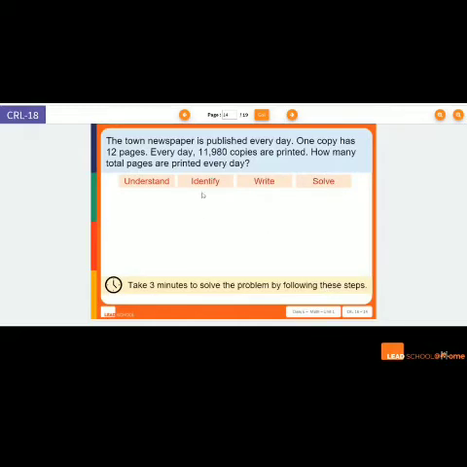Make sure you're following all the four steps, you're writing the place value box, and then you're solving. You're writing a statement along with your numbers. Please follow all the four steps rigorously. Do not skip anything. There is no rush whatsoever.